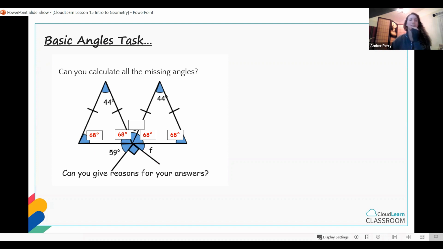Calculations going on 44. Fabulous. Well done. Two ways of doing that. I'm going to talk about both ways of doing that in just a moment. And finally, just on its own there, what is this angle F going to be?